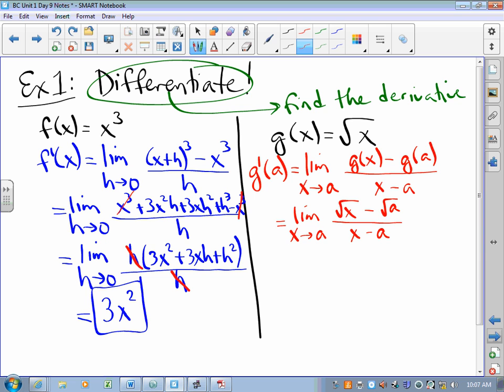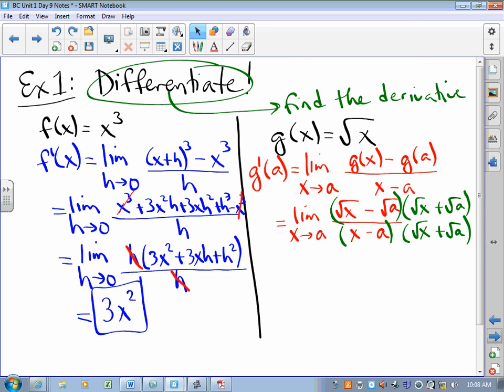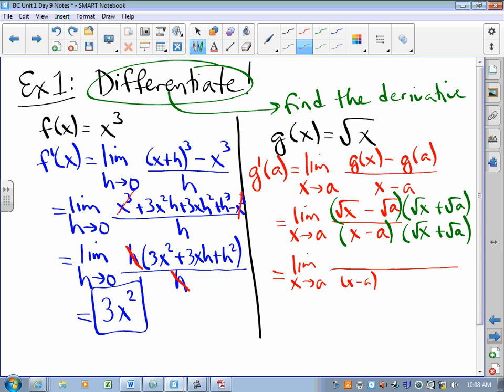Well, what gets us in trouble here is a radical, and so we get out of trouble with the conjugate. This is familiar to us from our work in previous courses. The conjugate gets us out of trouble. And so what have I got? My denominator is beautiful, and I'll leave it in factored form, so should you. Your numerator, that's x minus a.